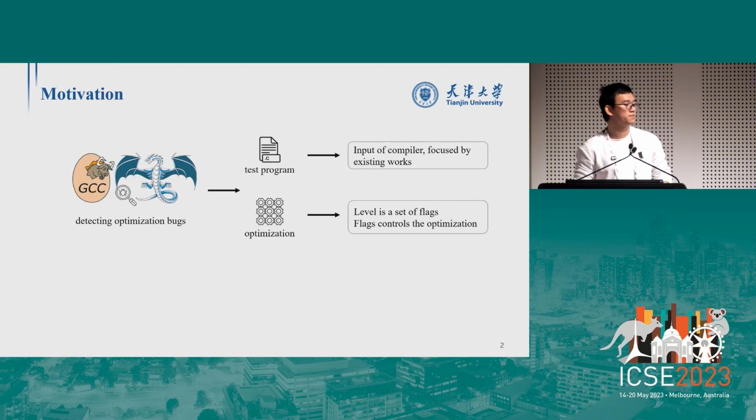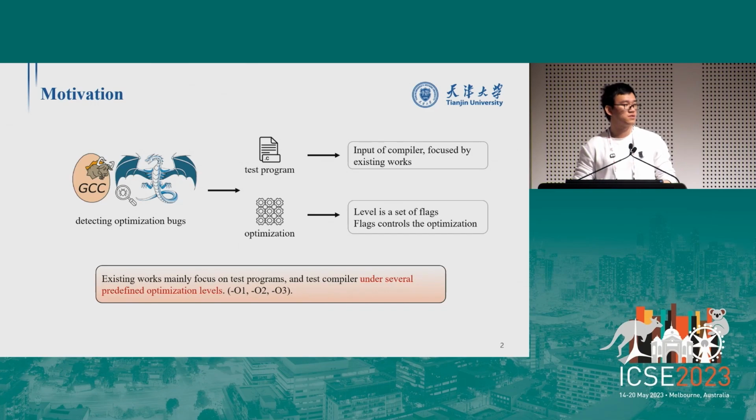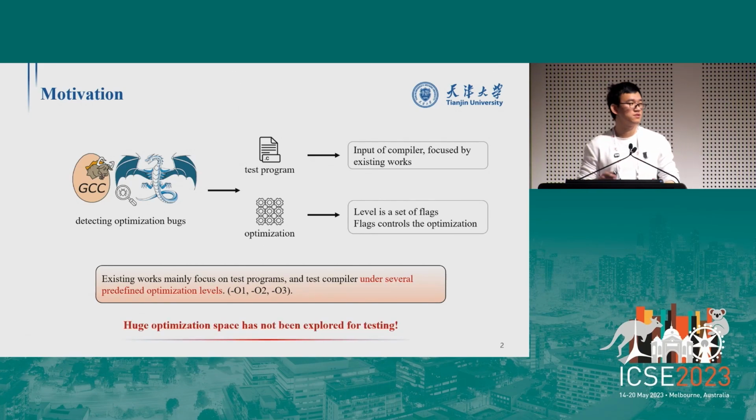Detecting optimization bugs needs to consider two main factors, the test program and the optimization. The test program is the input of the compiler, and optimization is controlled by both optimization level and optimization flags. The optimization level can be seen as a sequence of optimization flags, and the optimization flag is the option that controls the corresponding optimization to be closed or open. However, existing works mainly focus on the test programs and test the compiler under several predefined optimization levels. So there exists a huge optimization space that has not been explored for compiler testing.